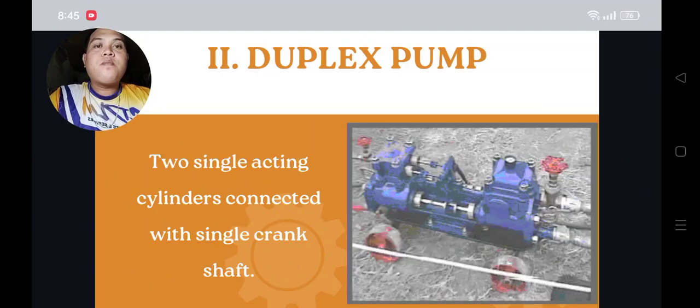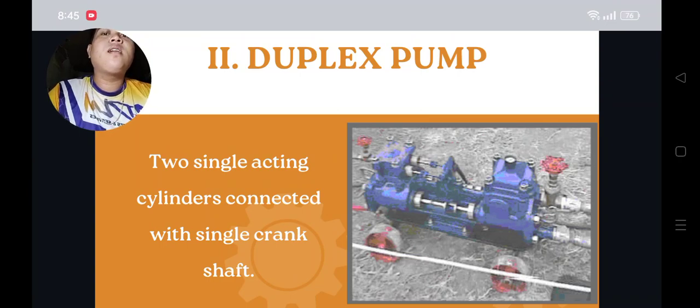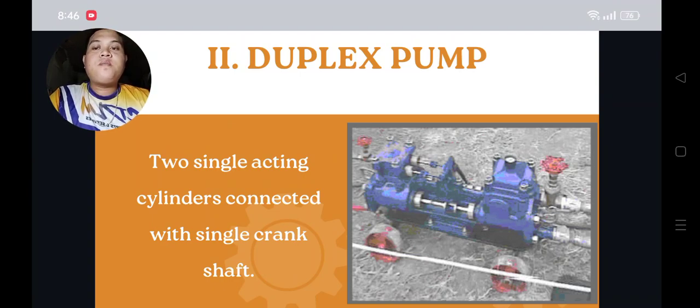Second is the duplex pump. Two single-acting cylinders connected with a single crankshaft. The word duplex means it has two single cylinders that work together. These two cylinders are connected to a single crankshaft, which helps organize their process or motion. One cylinder performs the suction stroke while the other discharges. This process ensures a smoother and more continuous flow of liquid. A common example is a fire water pump.